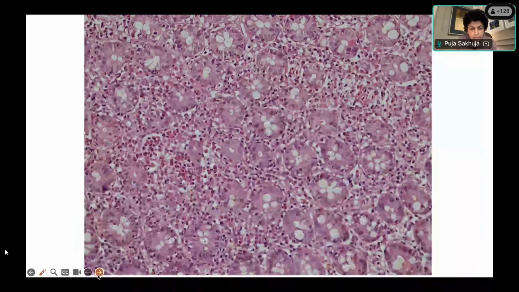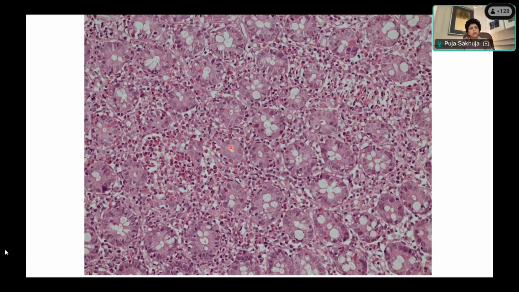And this is the colonic biopsy from the same patient. And in the colonic biopsy also, you can see a marked increase in the number of eosinophils. But now this patient has Strongyloides infection. So this is increased eosinophils causing gastroenteritis in a patient with Strongyloides. And what is the treatment for Strongyloides?